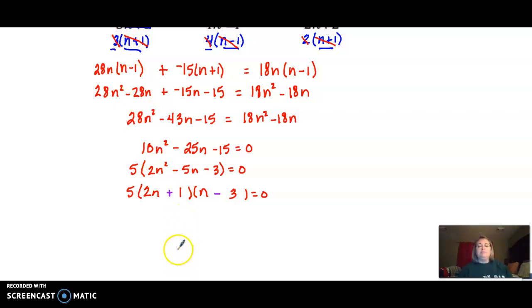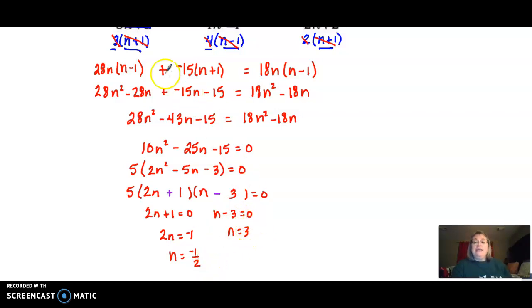We can keep going. So remember now, we have our factors. We're going to take each factor, 2n plus 1, set it equal to 0. N minus 3, set it equal to 0. Move my 1 over. 2n equals negative 1, so n is negative 1/2. When I move my 3 over, I get n is equal to 3. I need to double check those.